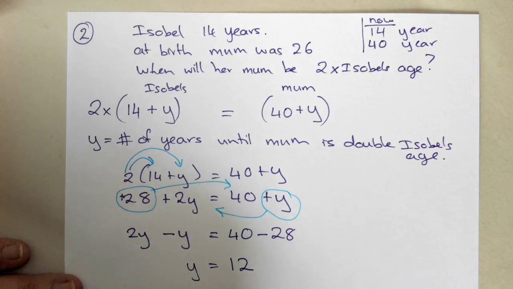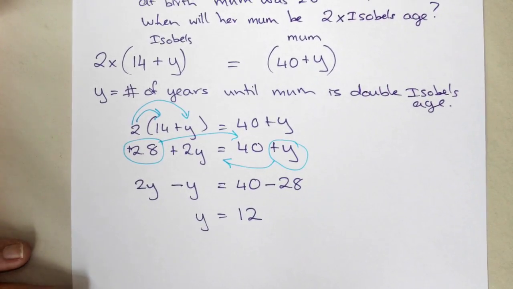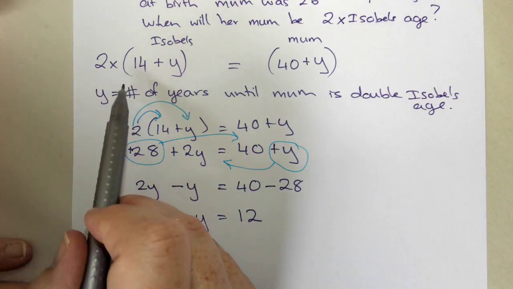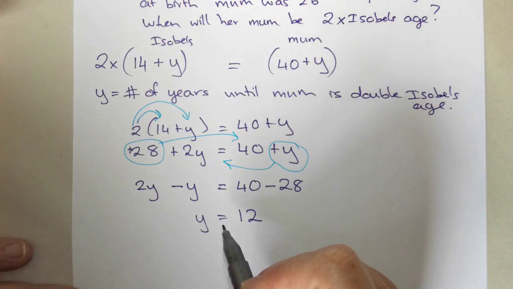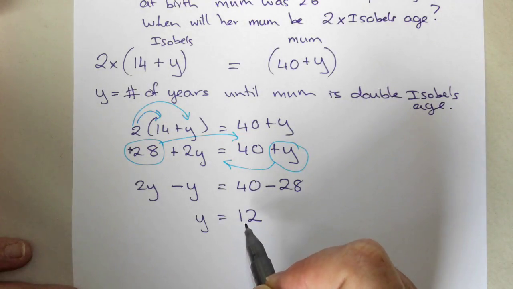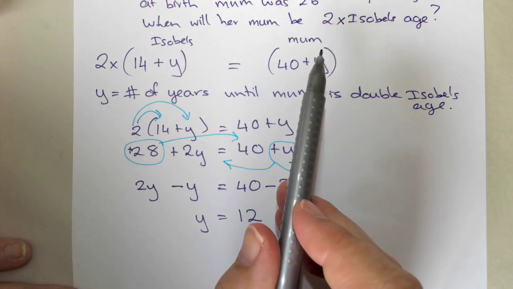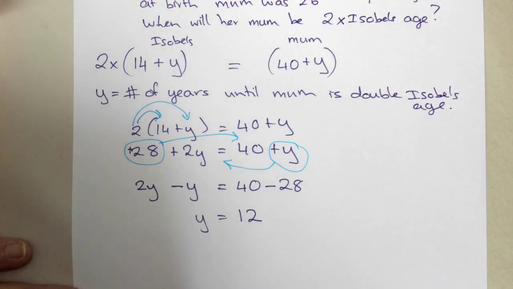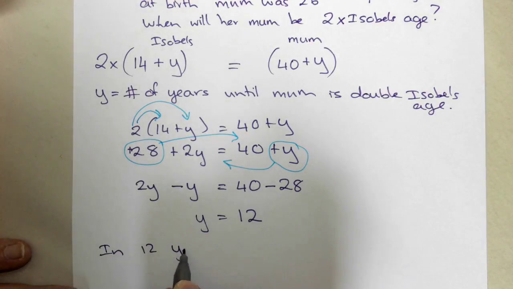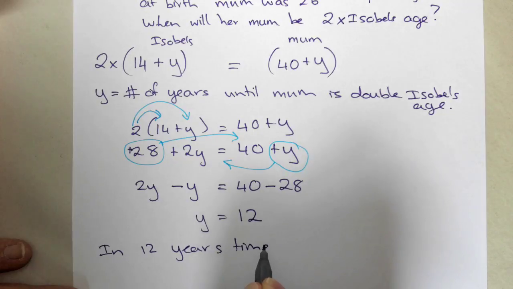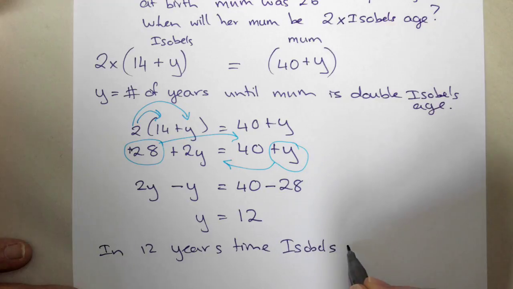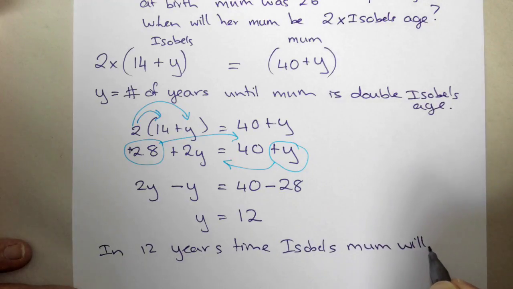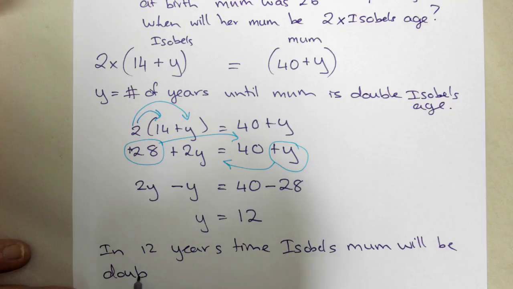Now what does that mean? We've got to think about what does this mean. Well, it means that, remember our y, it's the number of years until mum is double Isabel's age. So that's saying in 12 years' time, her mum will be double Isabel's age. So that's what we want to write up as a sentence. So in 12 years' time, Isabel's mum will be double Isabel's age.